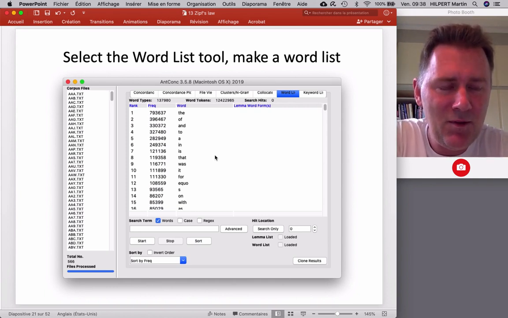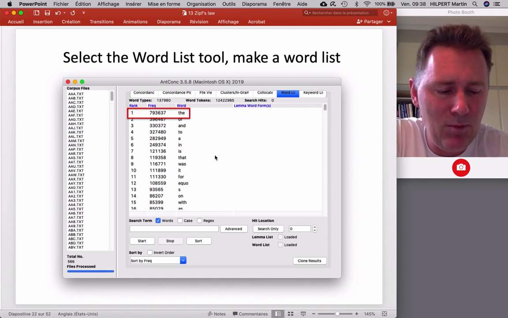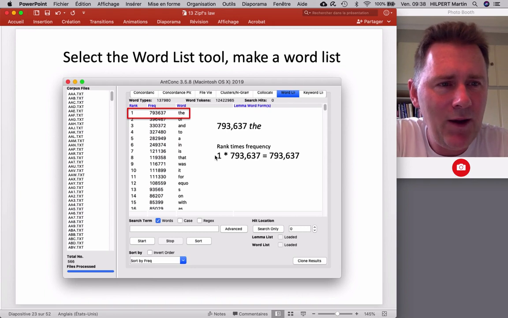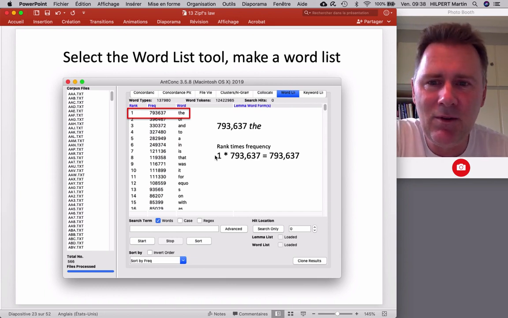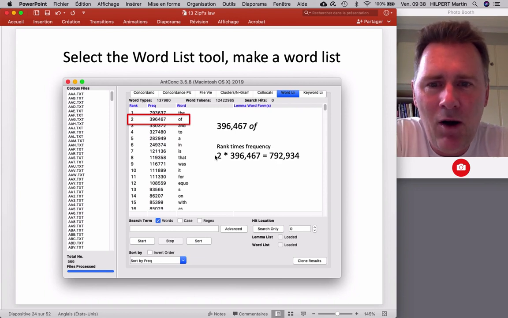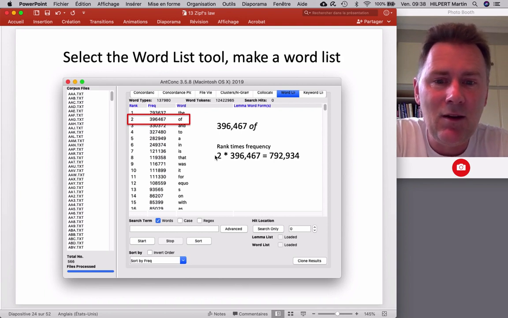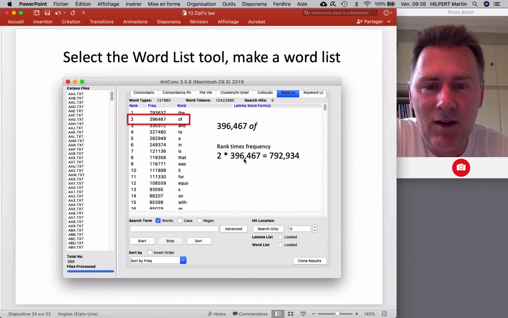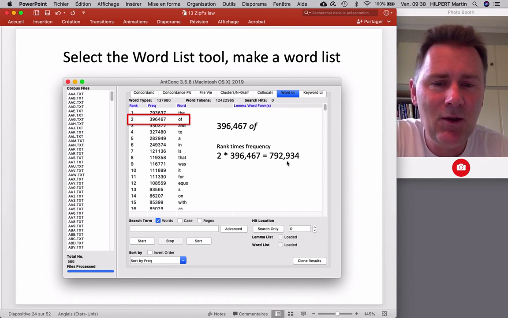Right, let's examine these frequencies. So the most frequent one, we find it about 800,000 times. So if we again do our little multiplication game, we multiply the rank with the frequency, we get 1 times 793,000. And that gives us the same number, obviously. So let's do this again with of, which occurs 396,000 times. So 2 times 396,400 and something gives us, whoa, that looks creepily similar to what we saw before.